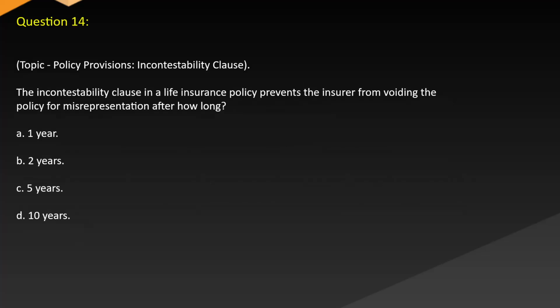Question 14. Topic: Policy provisions. Incontestability clause. The incontestability clause in a life insurance policy prevents the insurer from voiding the policy for misrepresentation after how long? A. 1 year. B. 2 years. C. 5 years. D. 10 years.